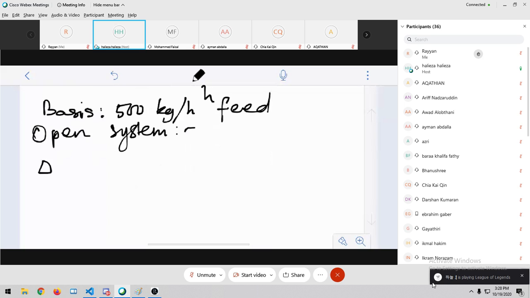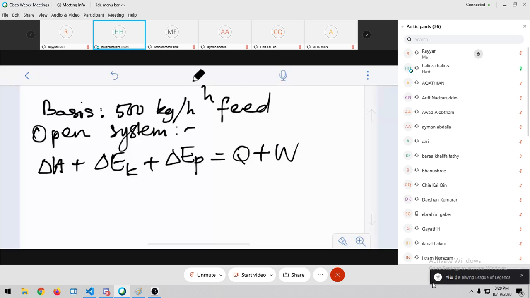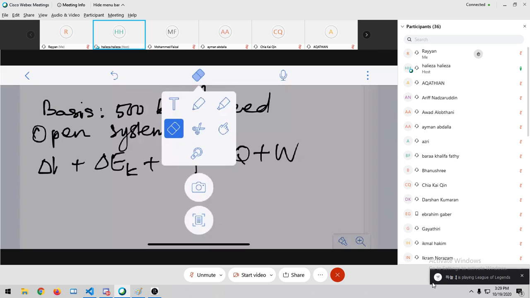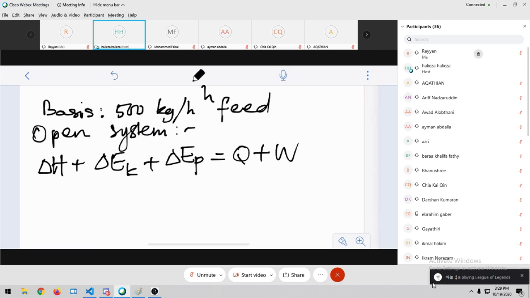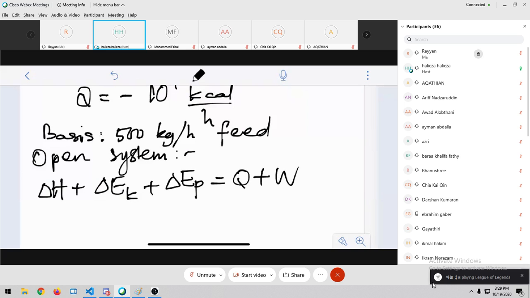Your system: delta H plus delta E kinetic plus delta E potential equals heat plus work. Let me erase that. Okay, we have flow rate, in kilogram per hour, so we have a rate. The dot indicates the rate.